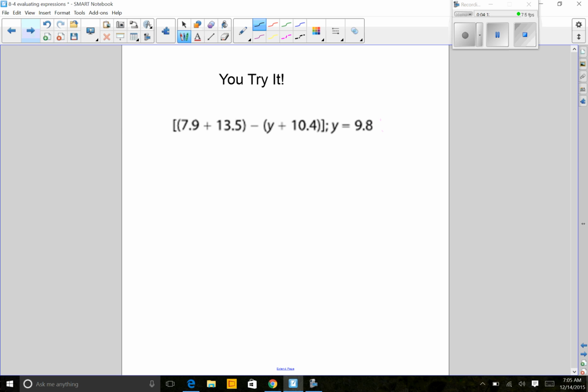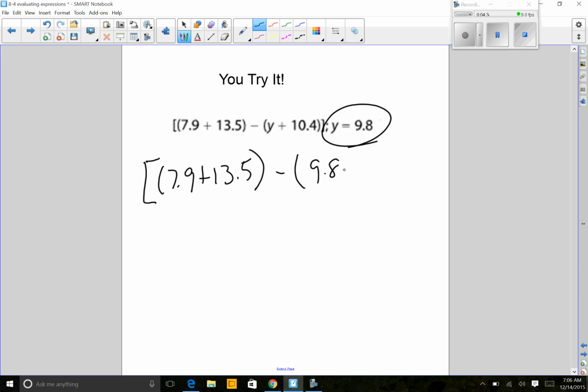Okay, why don't you try this? Okay, so what's our first step? Our first step is we're going to have to rewrite this with our y. So I get a bracket, parentheses, 7 and 9/10 plus 13 and 5/10, parentheses, minus 9 and 8/10. Making sure we get that decimal place in there so nobody thinks it's 98 in bracket. Okay, so now I've got two things. I have to do this, and I have to do this first. And it doesn't really matter what order you do them in. You can do them in either one, but might as well just go left to right.